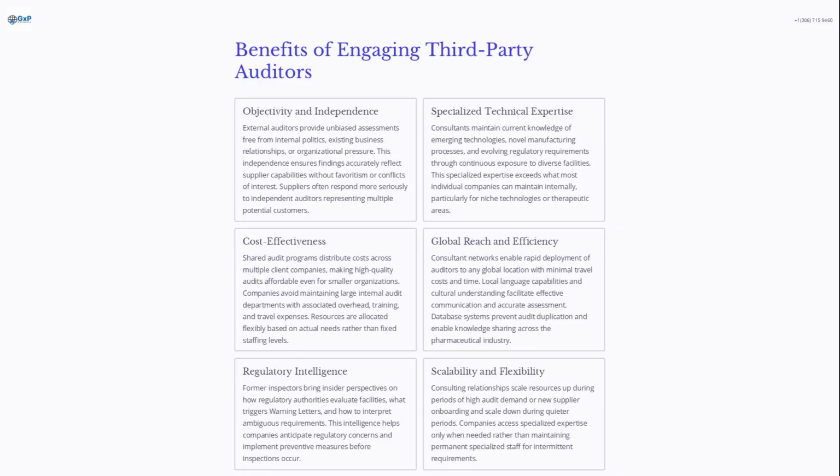Engaging third-party auditors offers numerous benefits, such as objectivity, cost-effectiveness, and regulatory intelligence. These experts provide specialized technical expertise and global reach, enhancing efficiency and scalability for pharmaceutical companies.